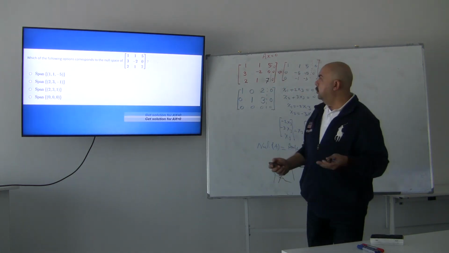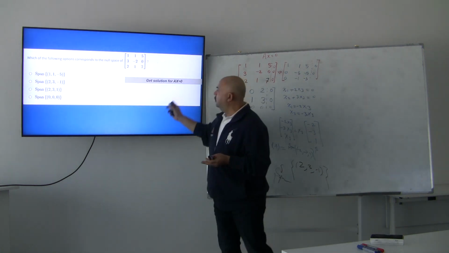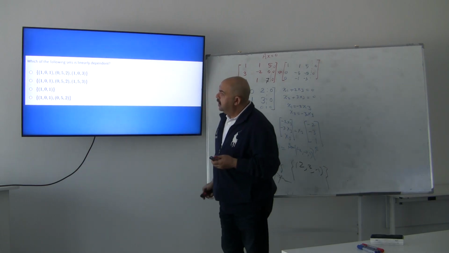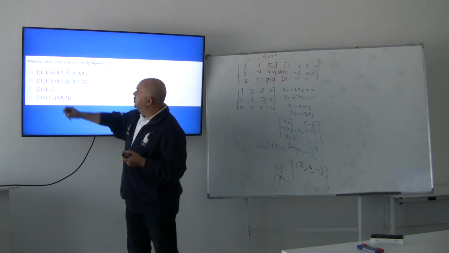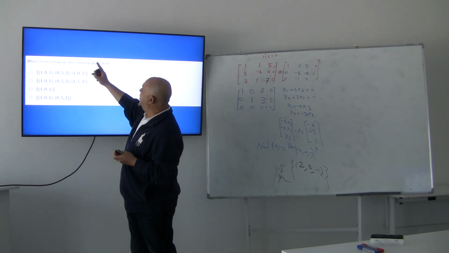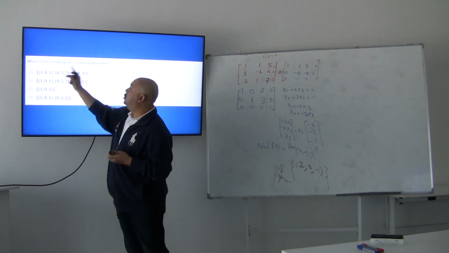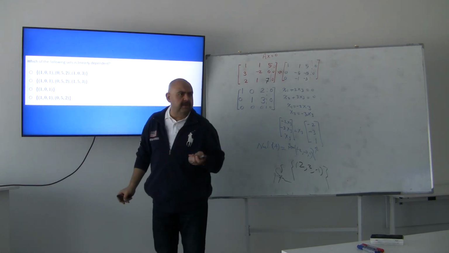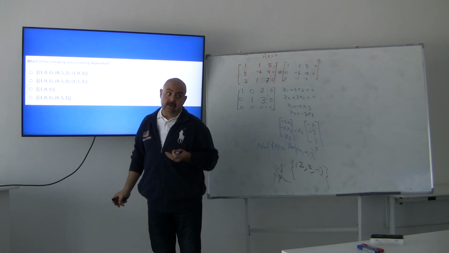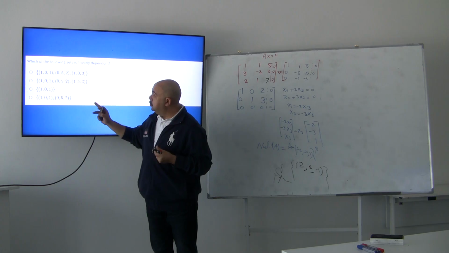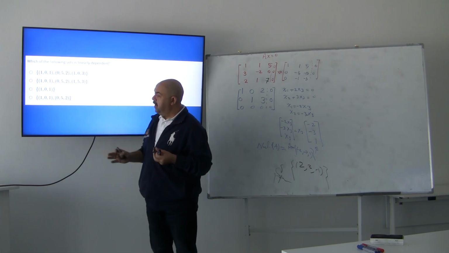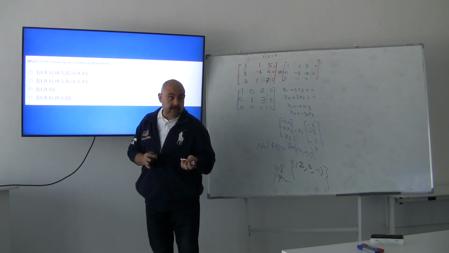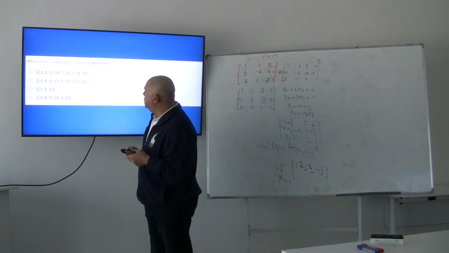Okay, so for this problem, all you have to do is solve Ax equals 0. Here, he's asking which of the following sets are linearly independent. How do we check if they are linearly dependent? The condition is that one of them should be a combination of the other vectors. Yes? Okay, so let's see.